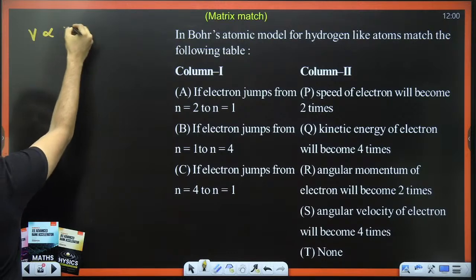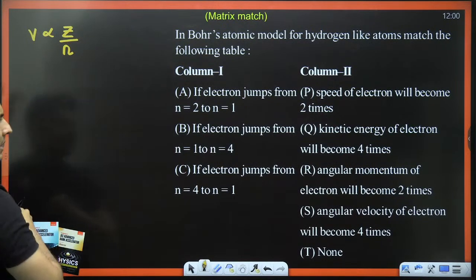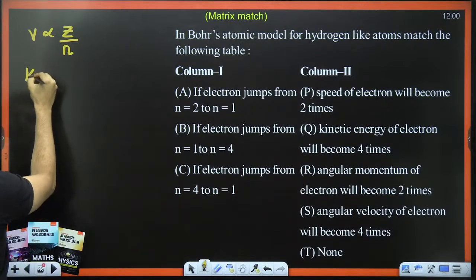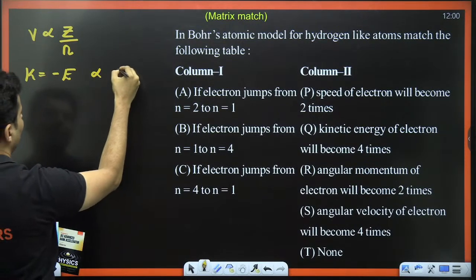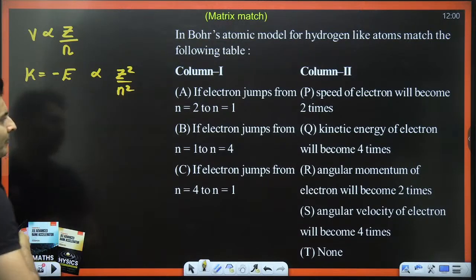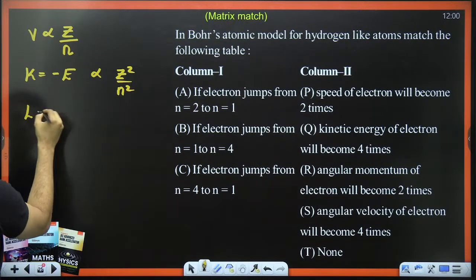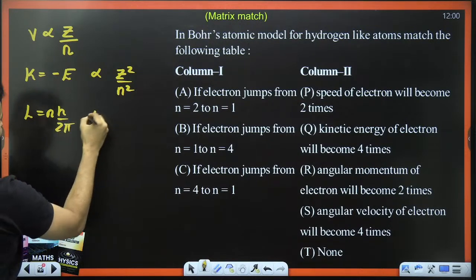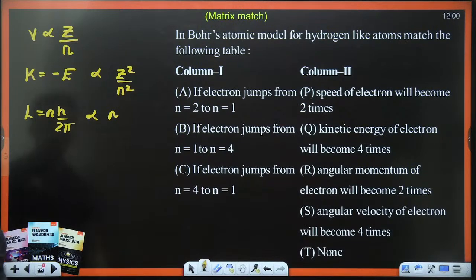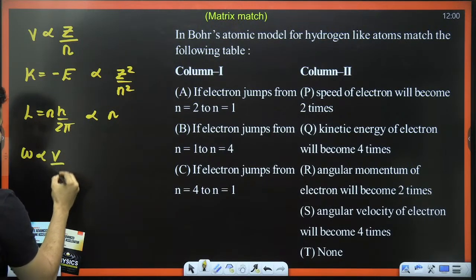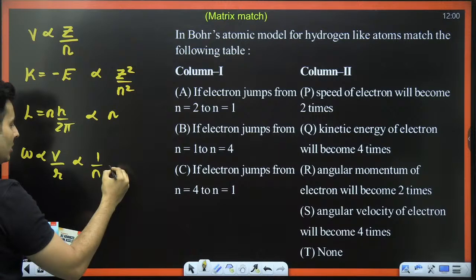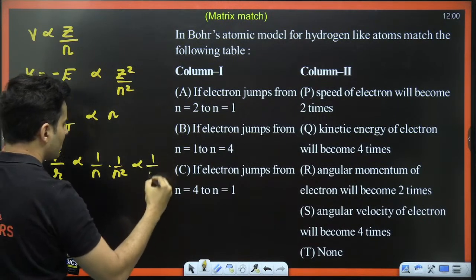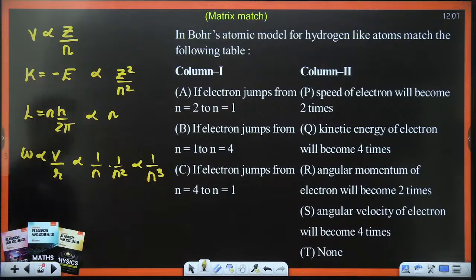Speed of the electron is proportional to z by n. Then kinetic energy is basically the negative of total energy, so it is directly proportional to z square by n square. Then angular momentum is nh by 2 pi, so it is directly proportional to n. Angular velocity omega is proportional to v by r. Velocity is inversely proportional to n, and r is directly proportional to n square. So omega is directly proportional to 1 by n cube, or inversely proportional to n cube. These are the formulas that I will need for solving the question.